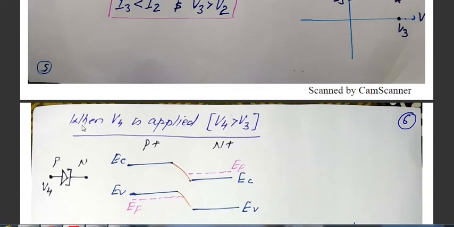Now let us consider another case when we apply V4 voltage in forward bias condition, in such a case that V4 is greater than V3. Here this is a tunnel diode and we are applying V4 as a forward bias voltage. Now in this case, from this energy band diagram we can see that at this V4 voltage there is very less overlapping.